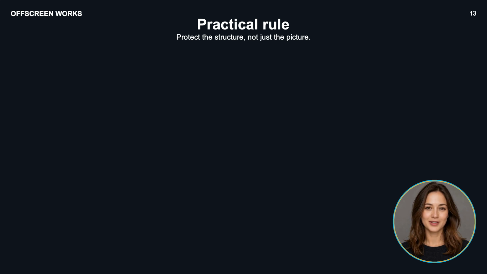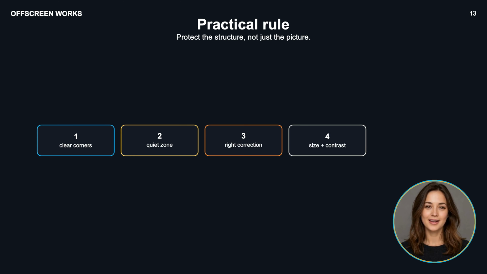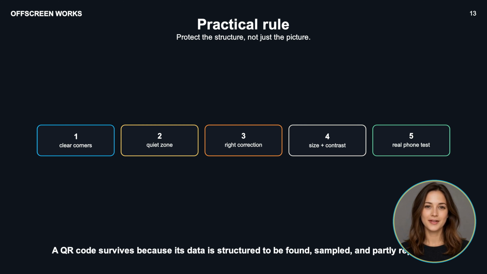The practical rule is simple. Keep the 3 large corners clear. Leave the quiet zone. Use higher correction when you add a logo or expect damage. Keep enough physical size and contrast. And always test the final code with a real phone. A QR code does not guess the missing picture. It survives because its data was structured to be found, sampled, and partly repaired.